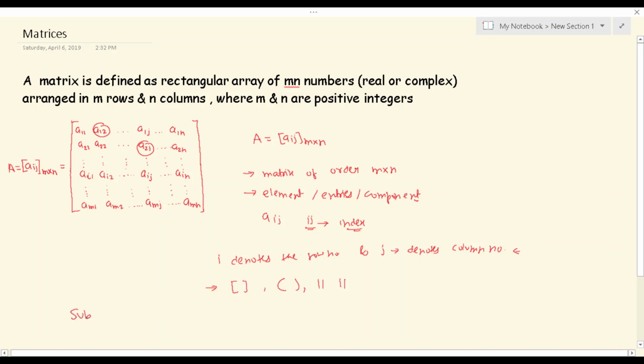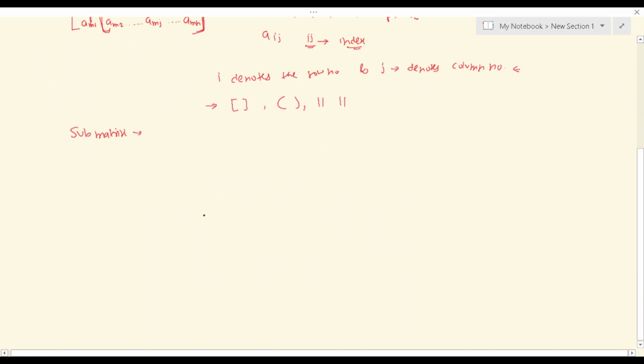And here we define a new term, submatrix. So what a submatrix is: suppose you delete this row and this column passing through this element a11, then the matrix left after deleting this row and this column is termed as submatrix. Obviously you can find some matrix of some other element, like you delete this row, you delete this column, then the matrix left is a submatrix. This is how we define submatrix.